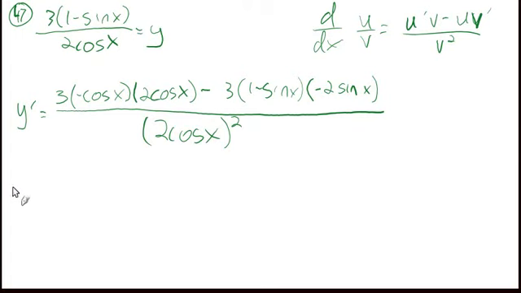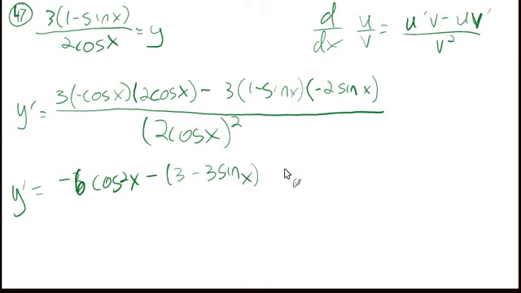And then, that's really the important part, is putting all that together. But we could go negative 3. Oh, I think we're going to get something kind of interesting happen here. Actually, negative 6 cosine squared x minus 3 minus 3 sine x times negative 2 sine x over 4 cosine squared x.